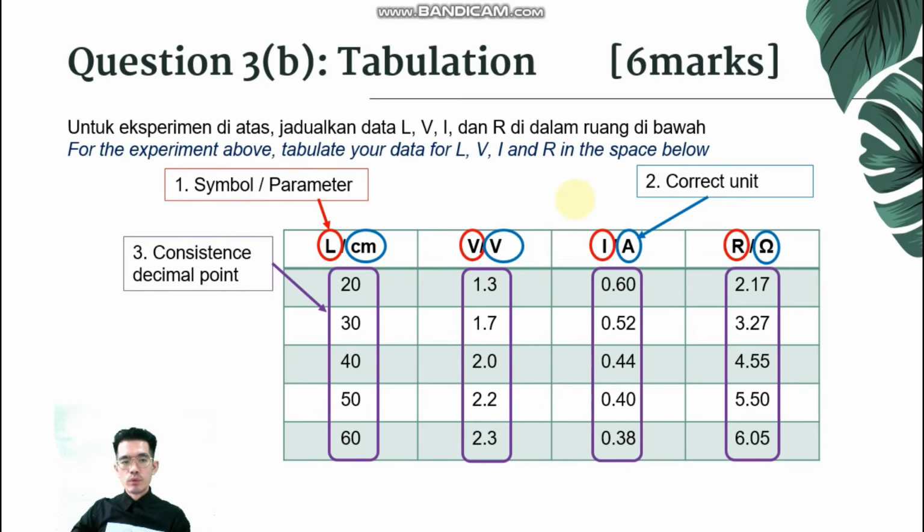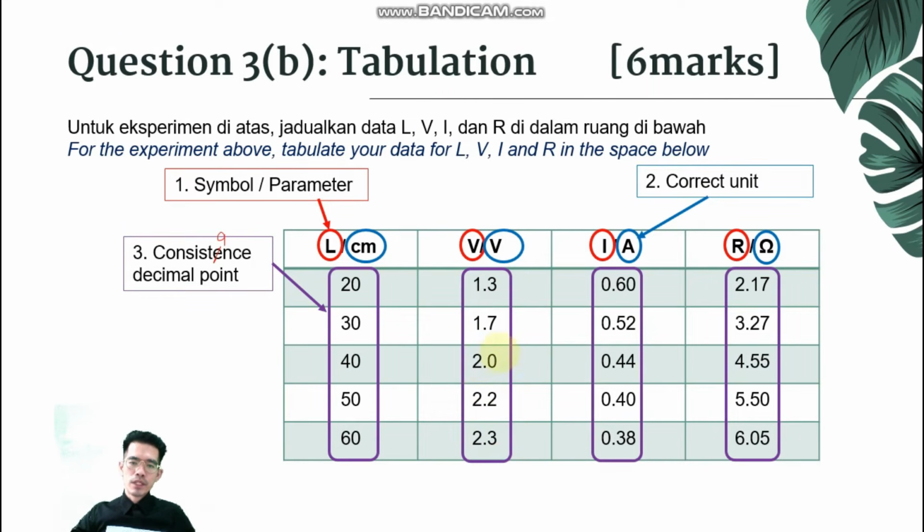tabulation. Third one, you need to have a consistent decimal point for each parameter. For example, for the length, we do not have any decimal, so we just keep our answer without decimal. For volt, we have 1 decimal place, so that means we must always keep 1 decimal point.